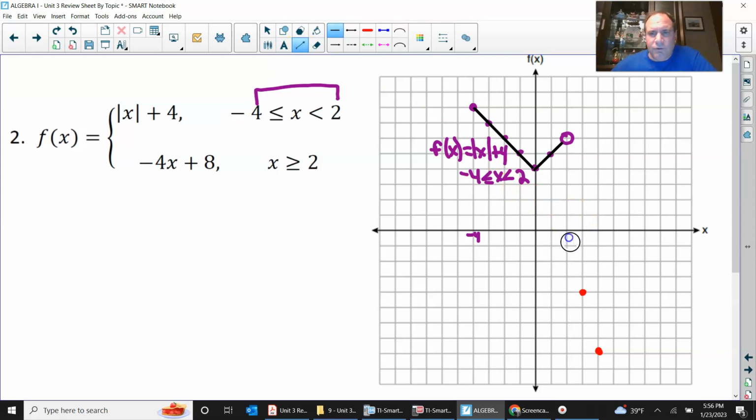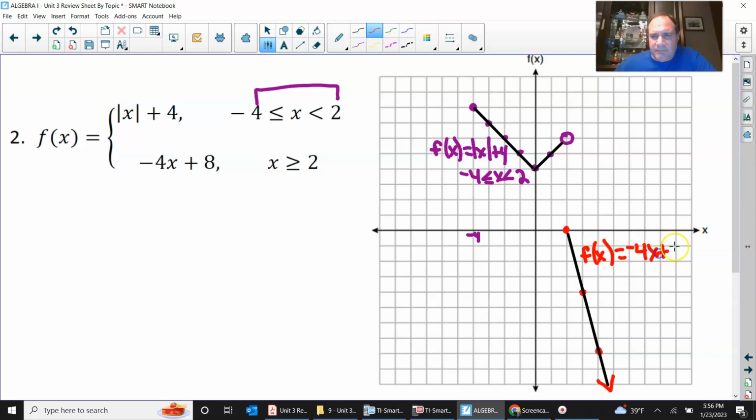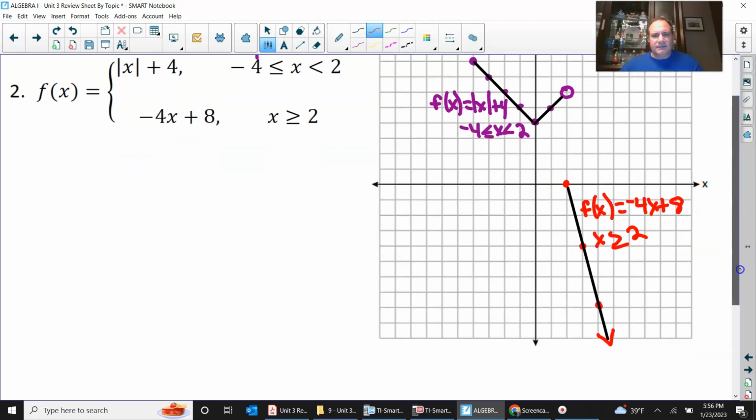So I'm going to erase these. And so this is f of x equals negative 4x plus 8. And this is the piece where x is greater than or equal to 2. And you can erase the numbers there. I don't like the numbers there. And that is that.